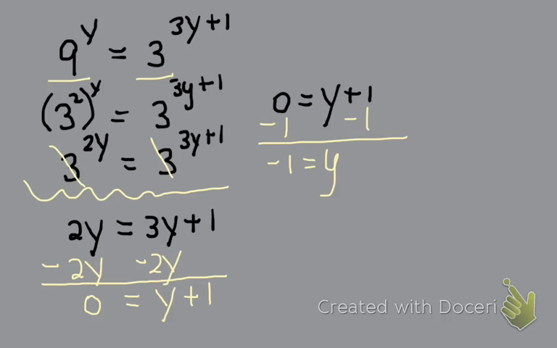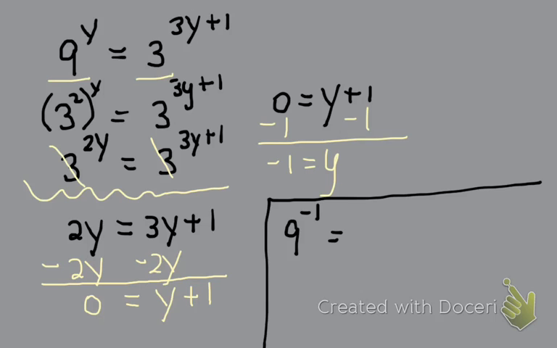And if you don't trust yourself, you can always go back and check these. That's what makes these fun. Does 9 raised to the negative 1 power equal 3 raised to the 3 times negative 1 plus 1 power? Well, 9 to the negative 1 gives me a value of 1 over 9. And then let's take a look at this side. This is 3 times negative 1, so that's negative 3 plus 1 gives me negative 2.